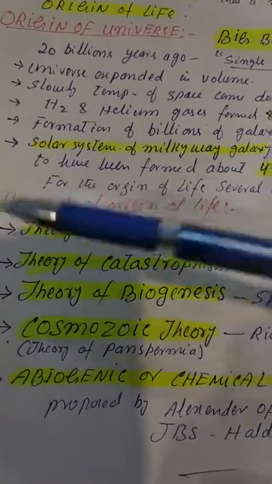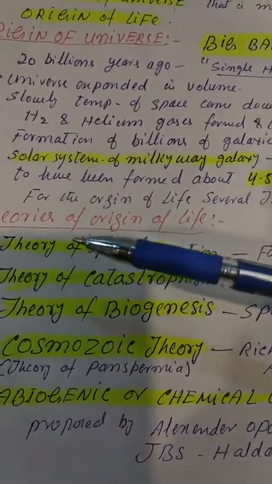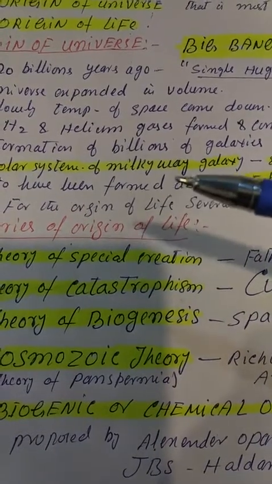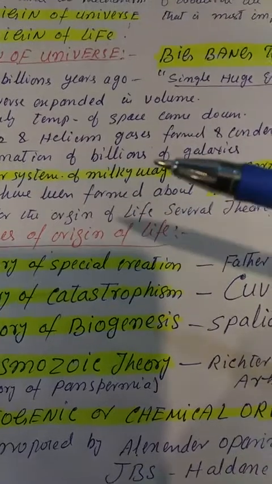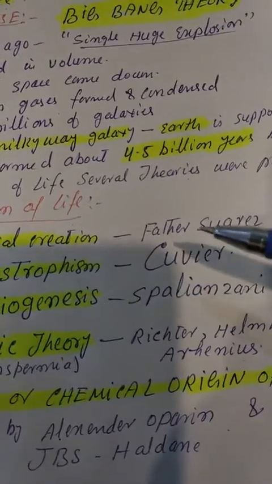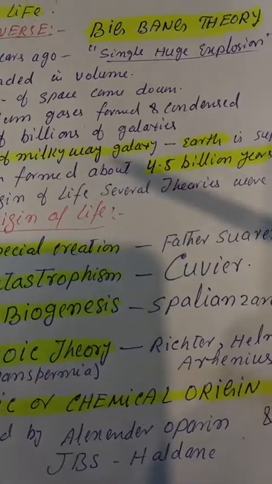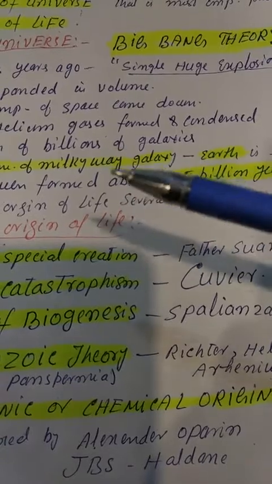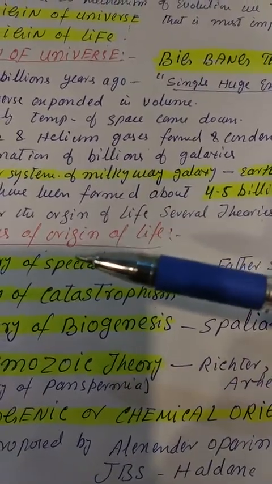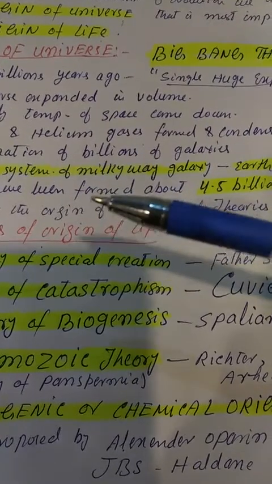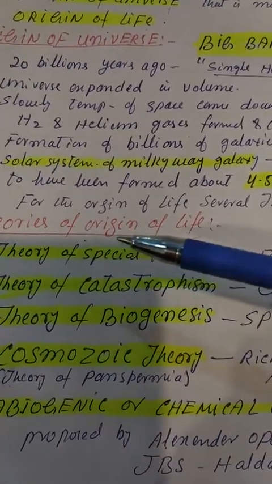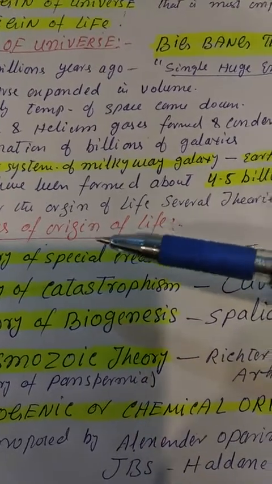These theories include, number one, the theory of special creation. This theory states that life was created by a supernatural power in the form which has not undergone any change. This theory was supposed by Father Suarez. God created life in 6 days from materia prima, which include air, water, soil and fire. And man was created by him on the 6th day. Since the theory of special creation was not supported by any scientific fact, it was rejected.